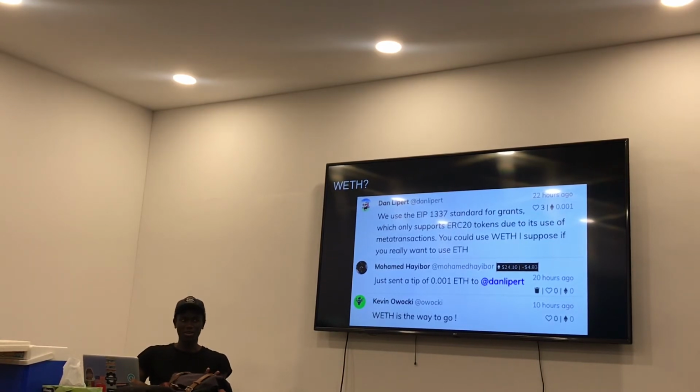Does anybody have a comment on this? Yeah, actually, I think it's more than just having an ERC20. Actually, ERC20 has two more functionalities.